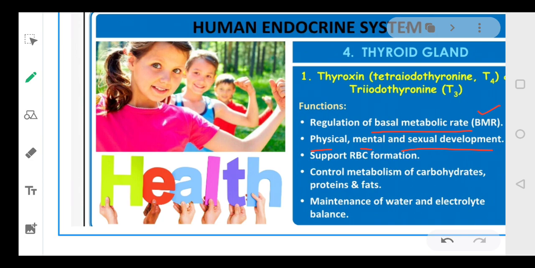We know that all these hormones are highly produced in the adolescent age or the puberty stage, and this is the stage where major changes occur in the body of a child or adolescent. The body undergoes physical, mental and sexual development. So these particular hormones are produced in that condition. Next, it supports your RBC formation. We know RBC, that is your red blood cells, are formed in the bone marrow. So it also regulates your RBC formation.